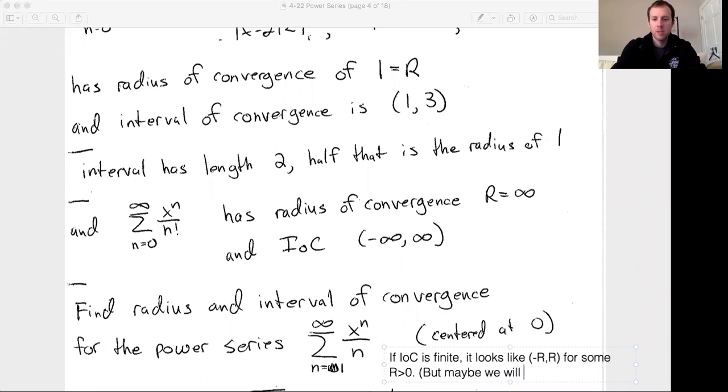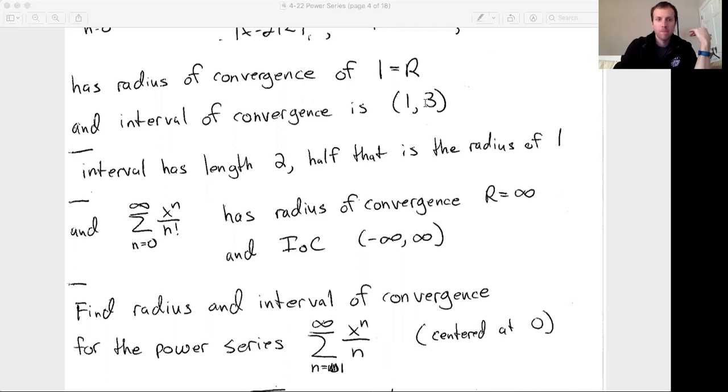But maybe we'll have to include the endpoints. So intervals of convergence, if they're finite, they're always symmetric around 0, around the center. And if you go r in either direction, you're going to look like negative r up to r. What we'll also have to check if it's finite is, do we actually include these endpoints here? So we'll see what actually happens in this case.